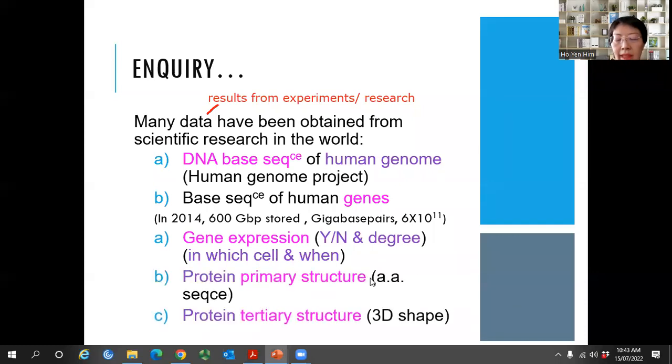We also have scientists that study protein structure. So from there we have data about the primary structure of protein. Primary structure means amino acid sequence. Then we also have scientists that study the tertiary structure of protein, meaning the 3D shape of the protein molecule. And then they also learn the function of the protein. So these are examples of data that have been made available by scientific research.